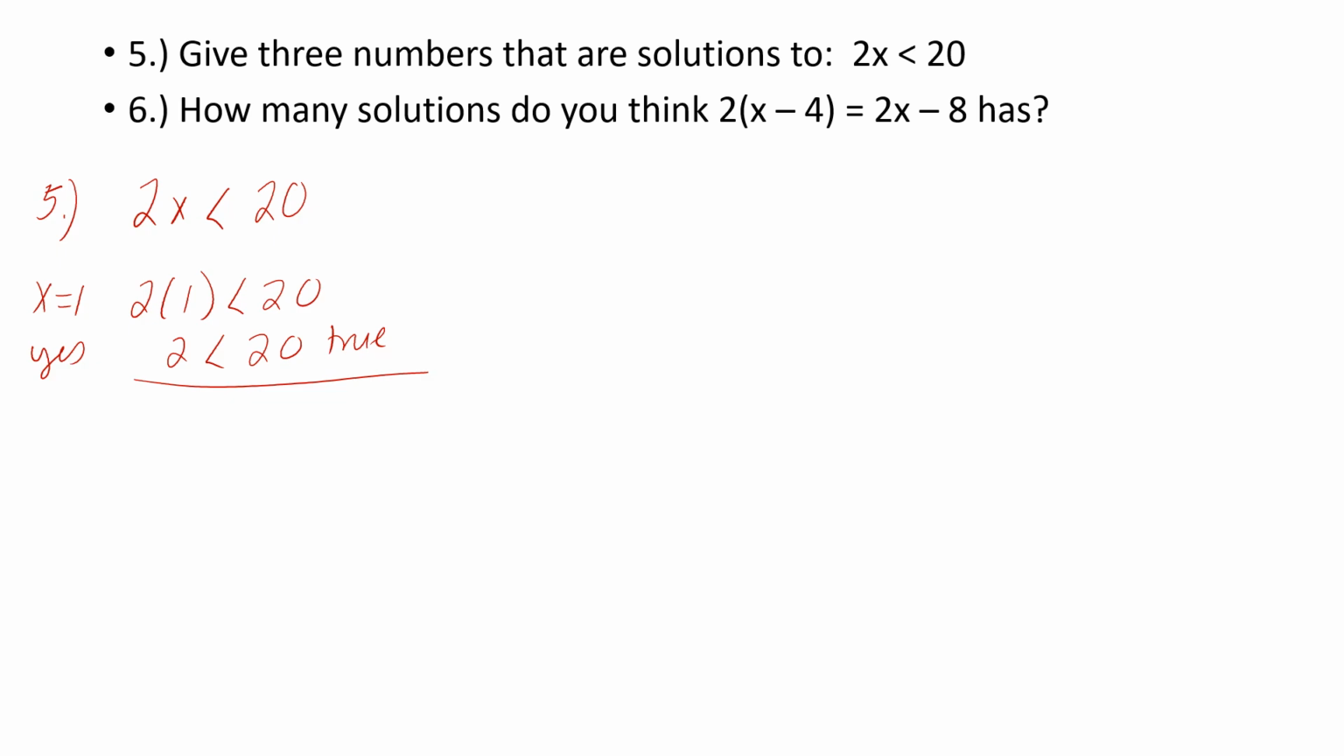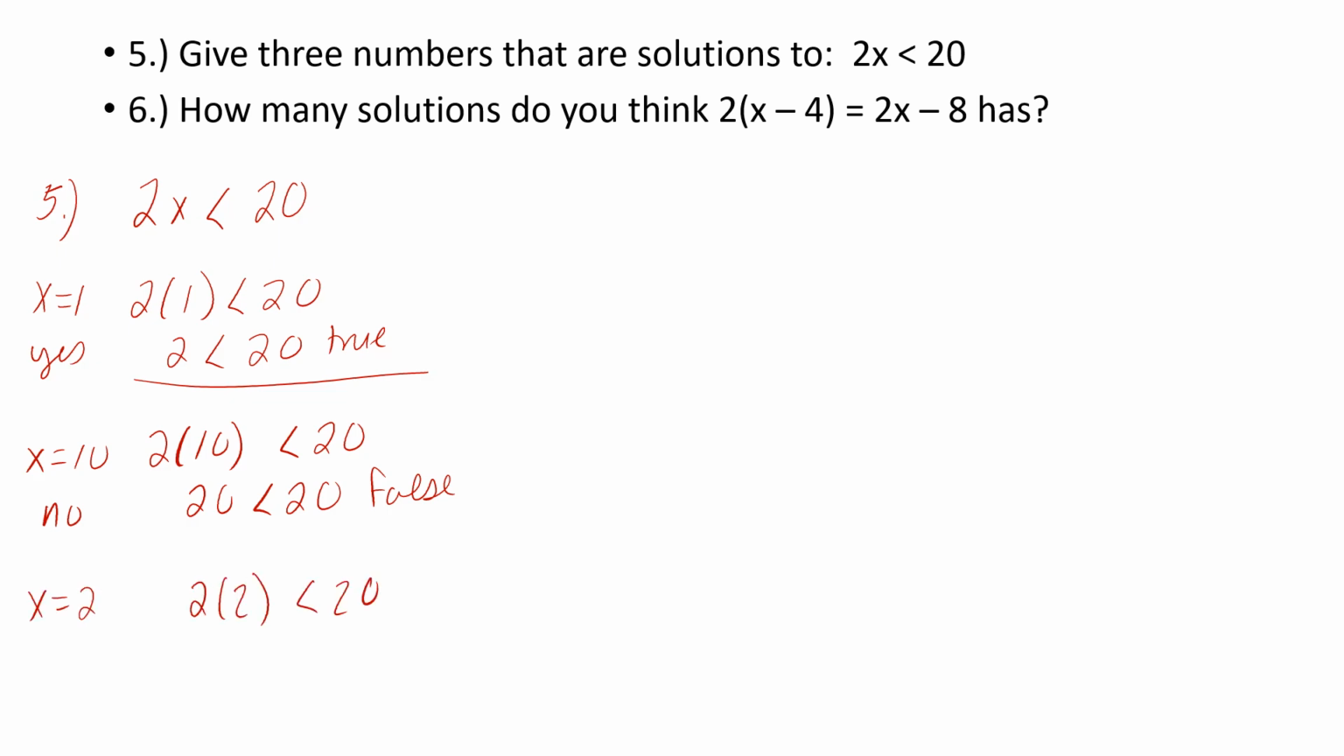Then you might say, well, let's do x is equal to 10. Let's see if that works. 10 is a nice, easy number. And so we'll do 2 times 10 is less than 20. That is 20. And we get 20 is less than 20, which is not true. Something can't be less than itself. So we say no, x equals 10 is not a solution. And so you might try, well, x equals 1 worked and x equals 10 did not work, so let's go with something closer to x equals 1. Let's try x is equal to 2. And we get 2 times 2 is 4, and 4 is less than 20, so that one works.